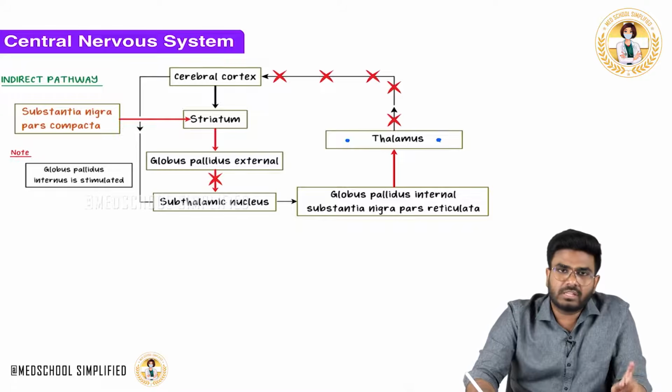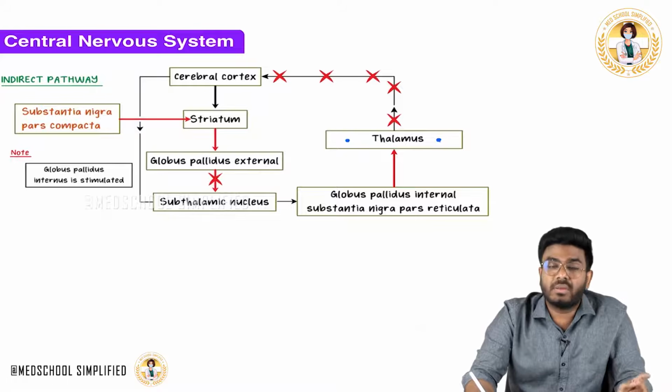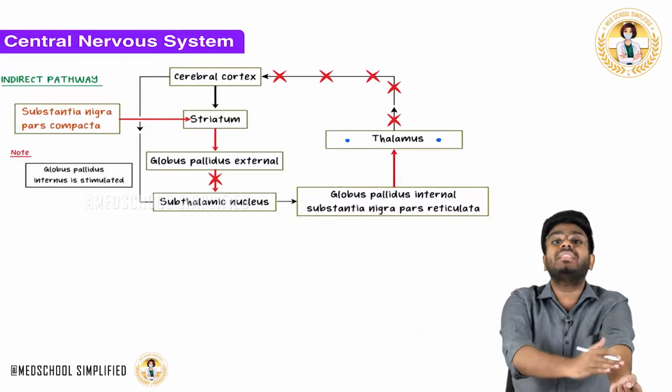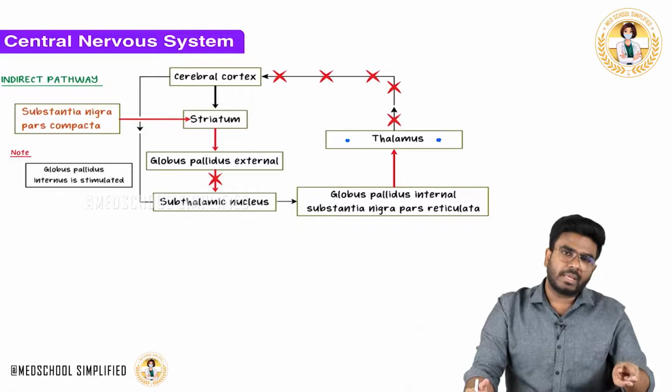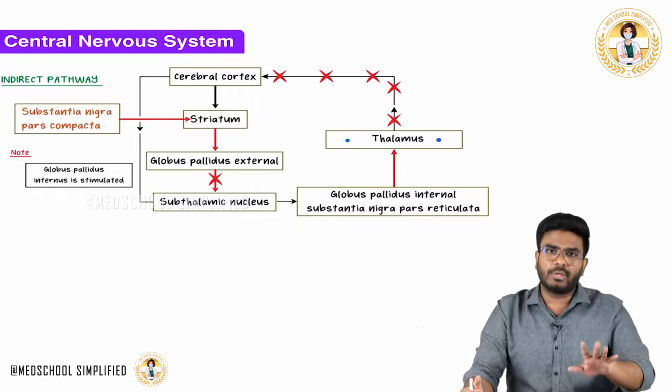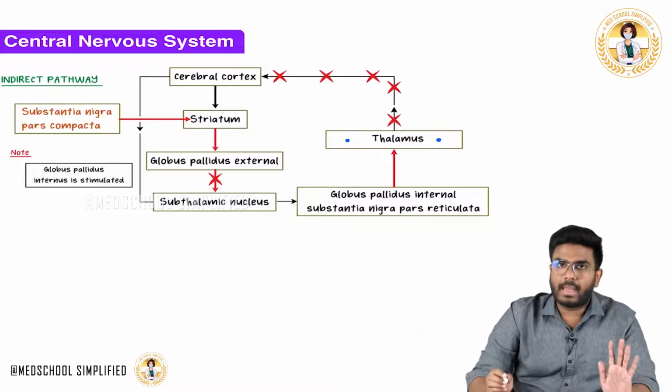Okay, now in the indirect pathway, we want the cortical inactivation. Why? Because the indirect pathway should inhibit the antagonists. Whenever there is a movement, both the direct pathway and the indirect pathway will come into play at the same time. So here, what should be happening?